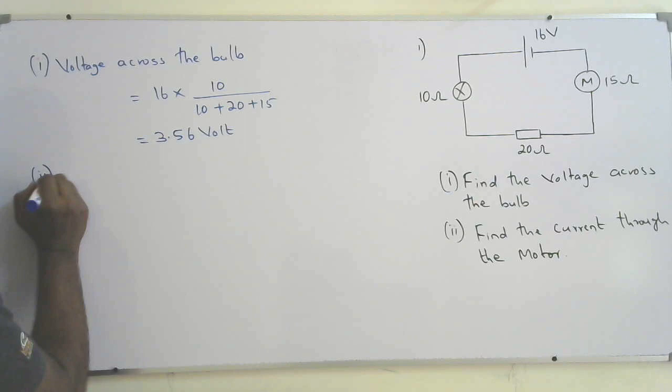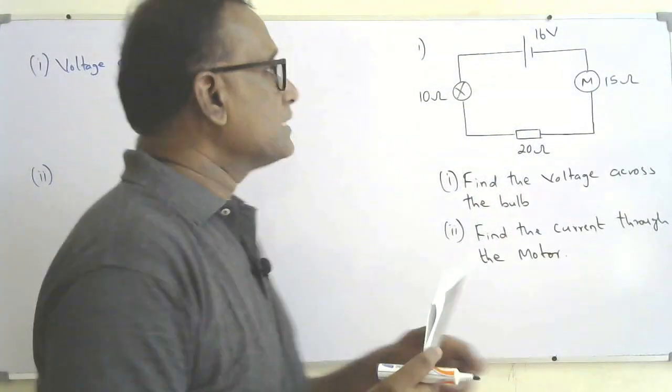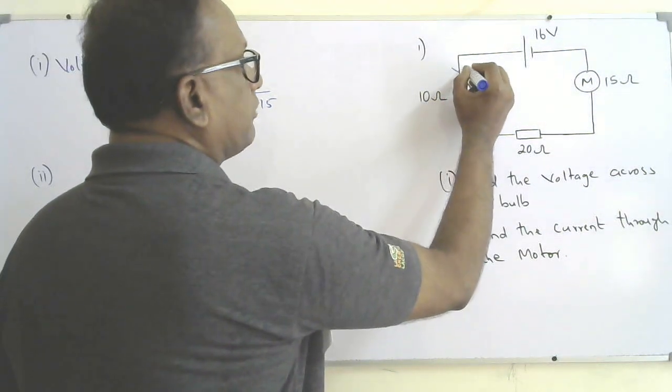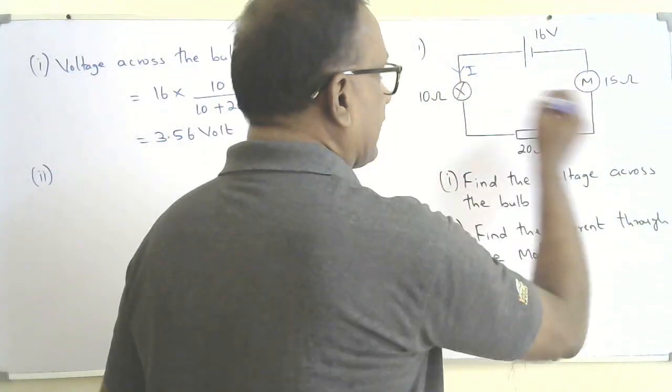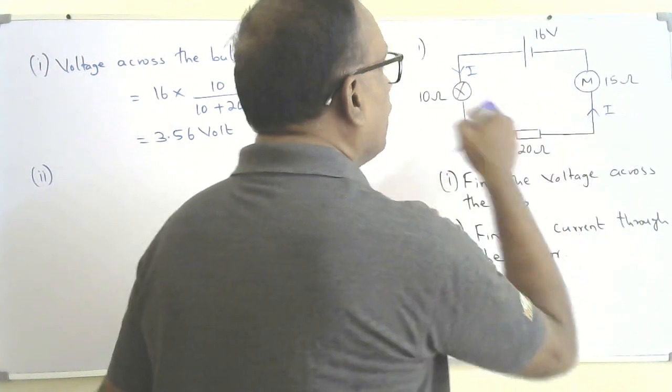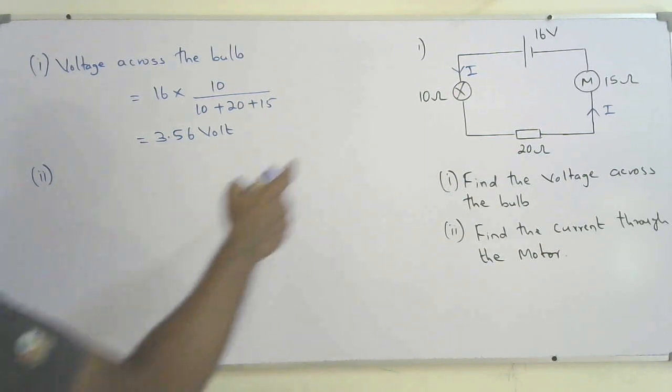Second part, simple question, right? Find the current through the motor. So current through the motor should be same as current through the bulb. So I don't need to find the voltage across the motor now. I know the same current will flow, and I know the voltage across the bulb. So I'll find the current through the bulb.